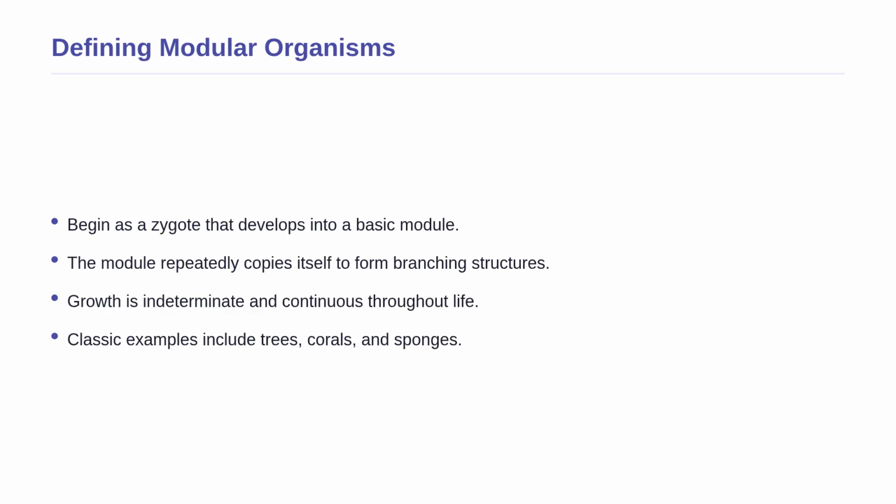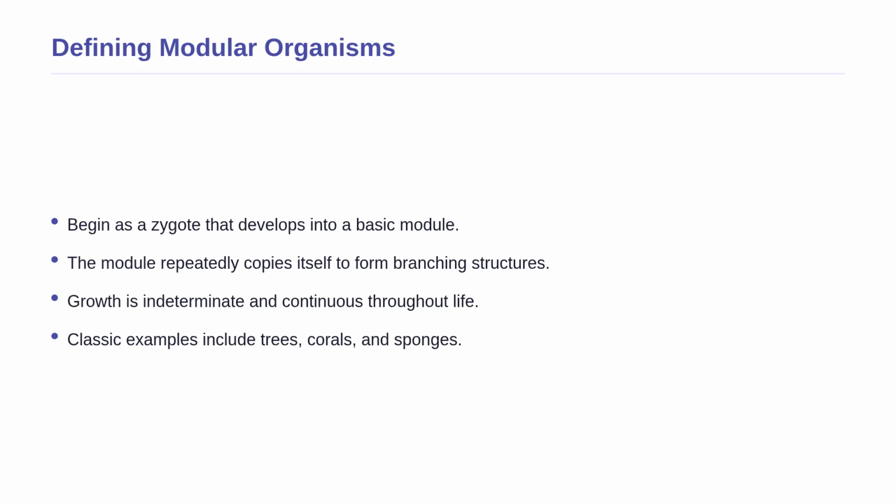In stark contrast to unitary organisms, let us look at how modular organisms develop. A modular organism also begins as a single zygote, but instead of growing into a single fixed body, it develops into a basic unit of construction called a module. This initial module then repeatedly copies itself to form a branching, indeterminate structure. They do not have a fixed final shape or size.